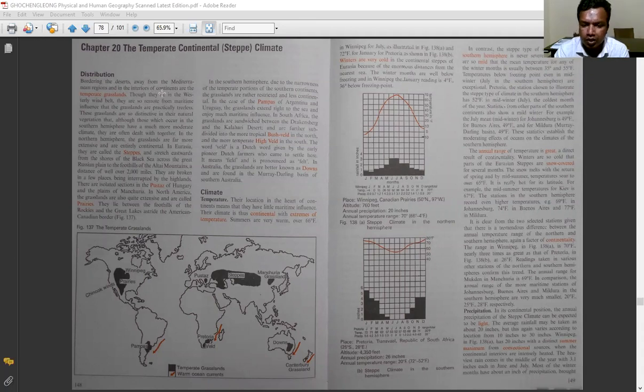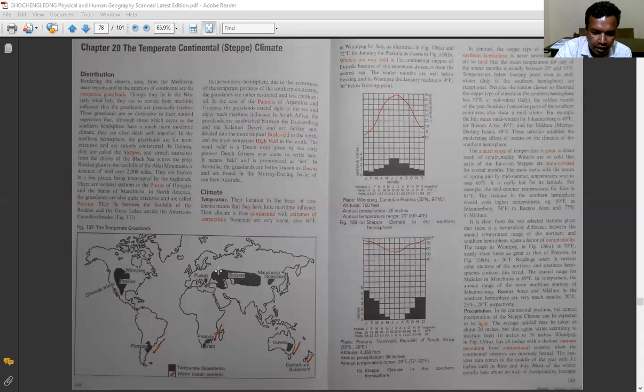Now why are they called continental? Because they are located in the middle of the continent, and that is why they are called the continental type of climate, which is also called the steppe type of climate because of the unique grasslands found in it. So can you all see here the steppes which are located here? So this is the temperate continental steppe type of climate which is explained here.